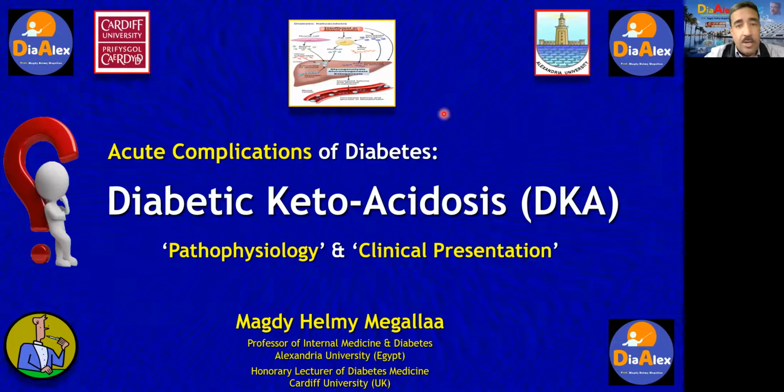Acute complications of diabetes, and one of the most important and most commonly seen acute complications of diabetes is diabetic ketoacidosis. So let's today discuss together the pathophysiology, the clinical presentation, and later on how to manage, how to treat a case presenting with diabetic ketoacidosis.